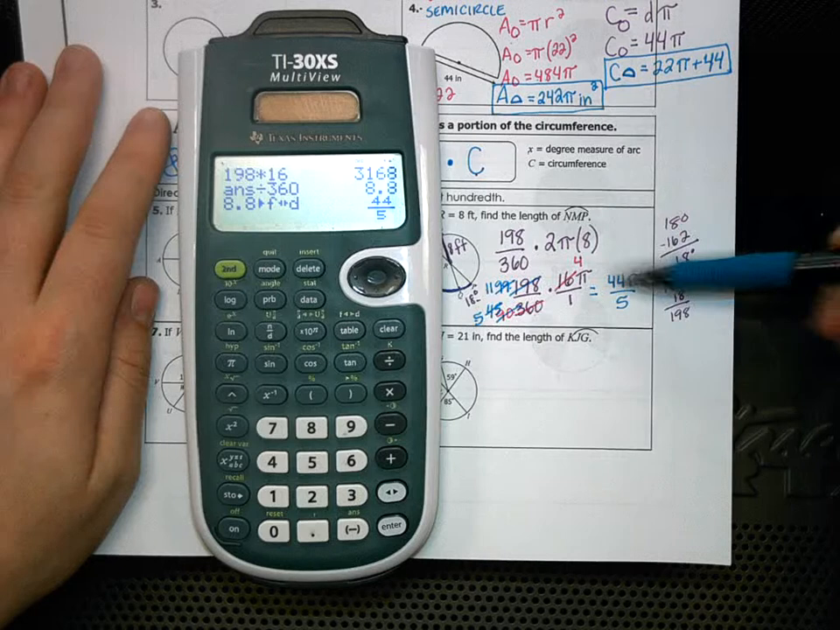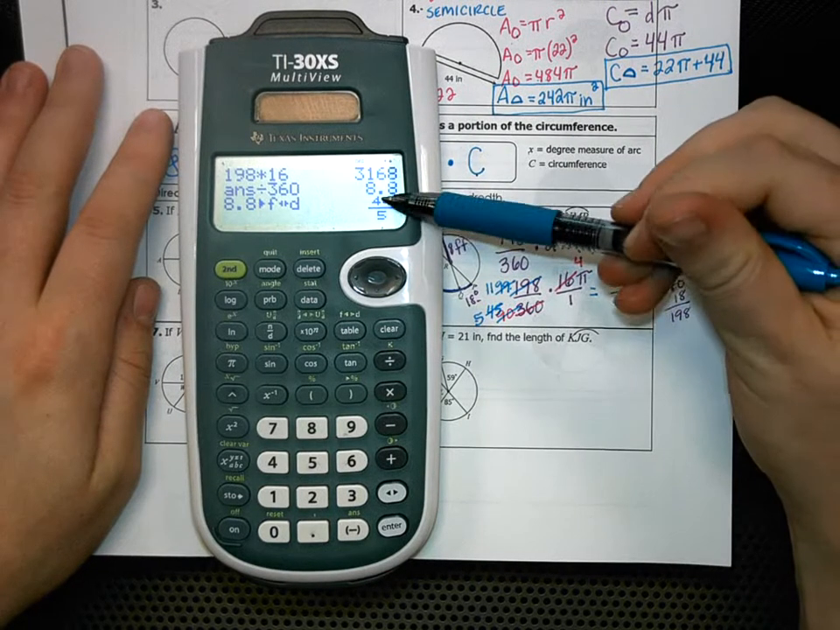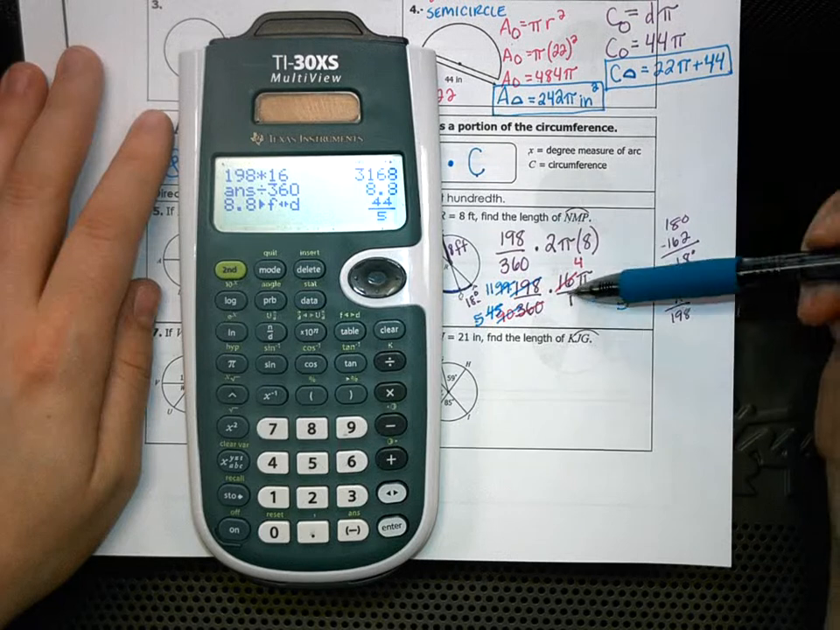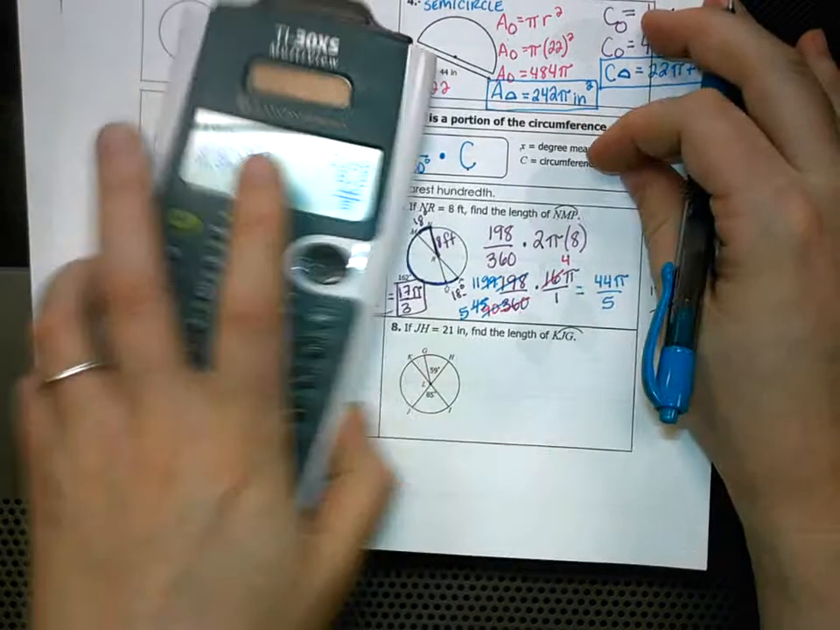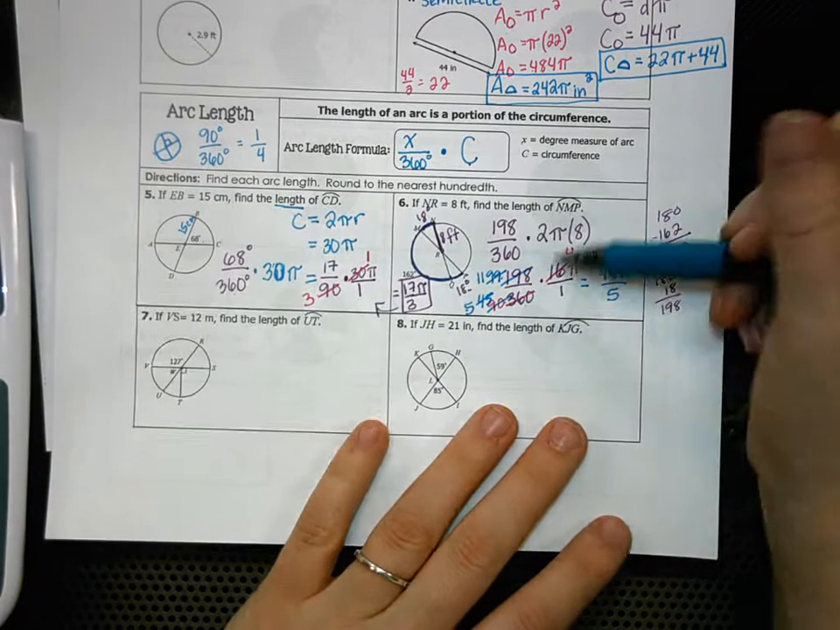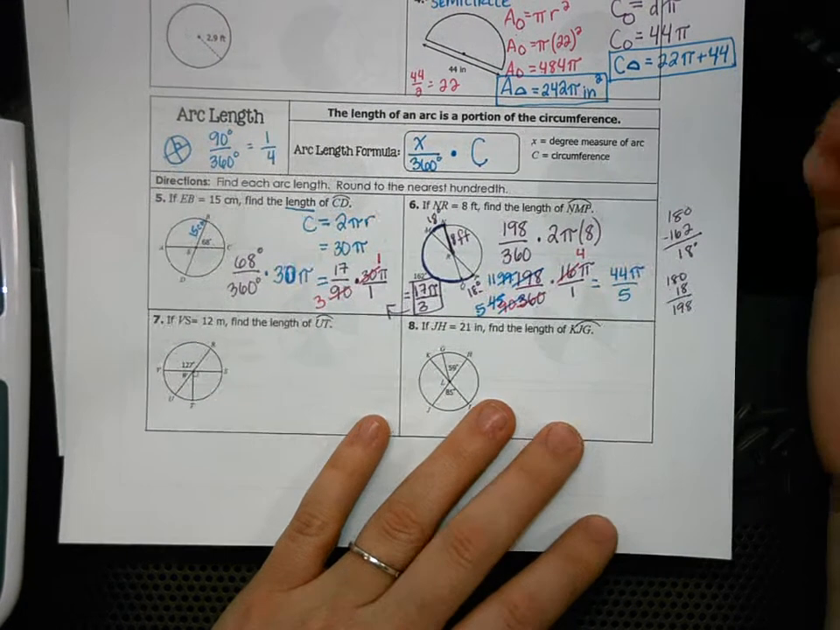Remember, I never multiplied this by pi. So don't forget, if you're simplifying, that you will still have pi in your numerator for your answer. And then when we want to talk about what my units are, I forgot to write my units on this last one as well, so we'll want to write that.